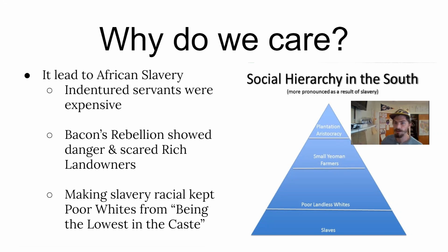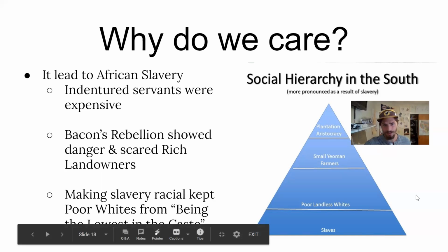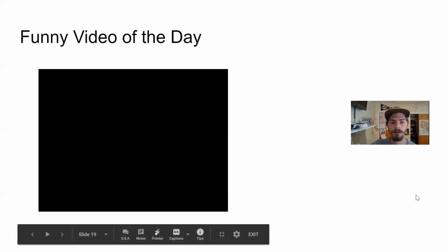A lot of the social hierarchy, the social pyramids in the South, are based around rich white landowners keeping power and controlling poor whites. So this is one of the ways that it led to African slavery, because you wanted to add this extra ring at the bottom. Also, it was cheaper. Okay, we did that.